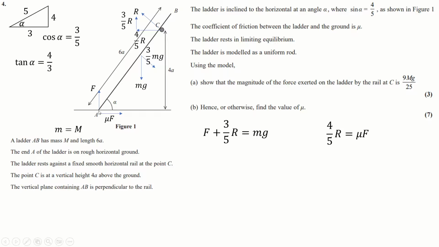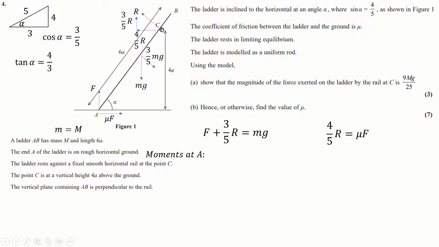I always take moments around the base here, so taking moments here. Now how far away is this force acting perpendicular to the ladder? Well, it's a uniform rod, I think it says somewhere. I'm sure it does somewhere. Yeah, there it is. So this is going to be half the way along the rod, so that distance is 3a, so it's going to be 3a times 3/5 mg, turning this way, and then turning the other way.